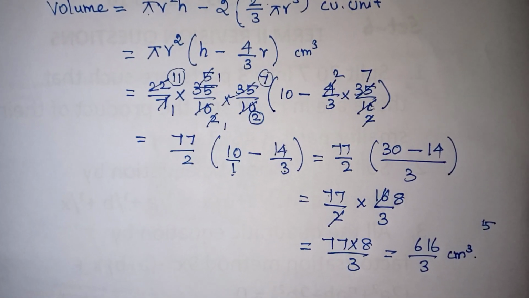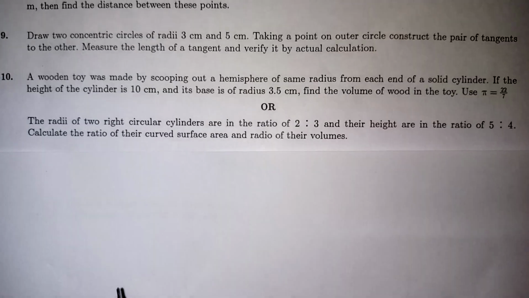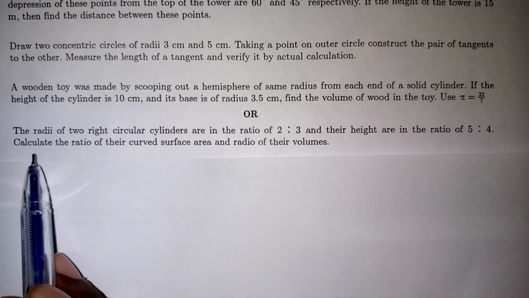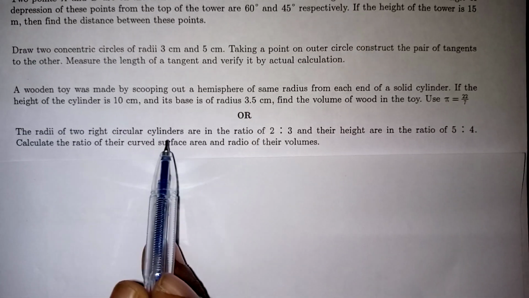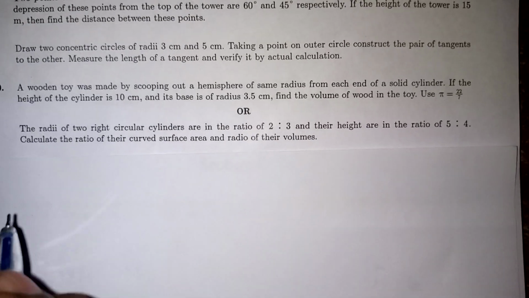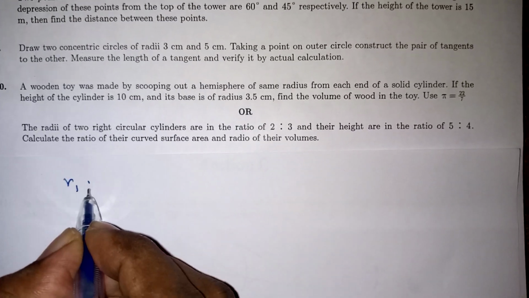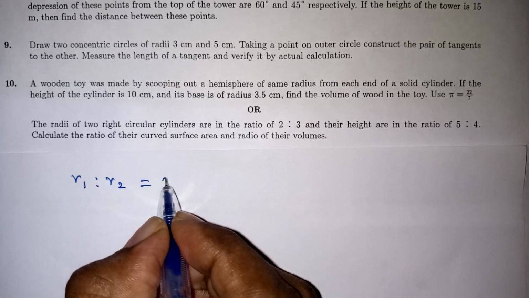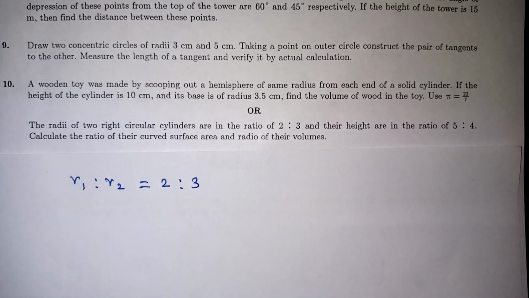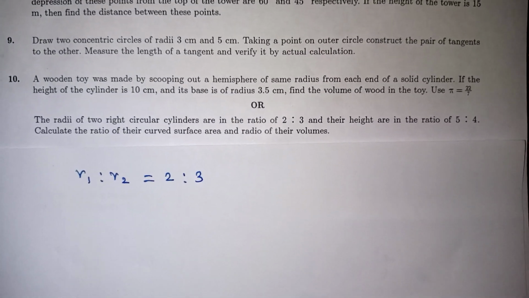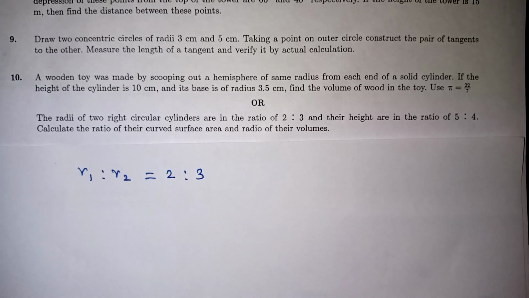Now we'll do the next question. Look at this question. If radii of two circular cylinders are in the ratio 2:3, so we can write it R1:R2 is given as 2:3. There are two different cylinders. One is of radius a multiple of 2. The next one is a multiple of 3.